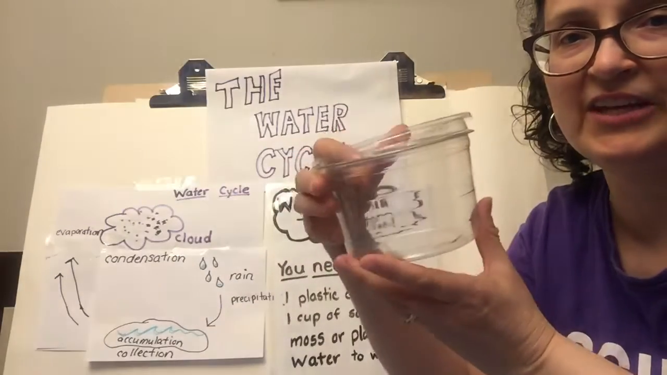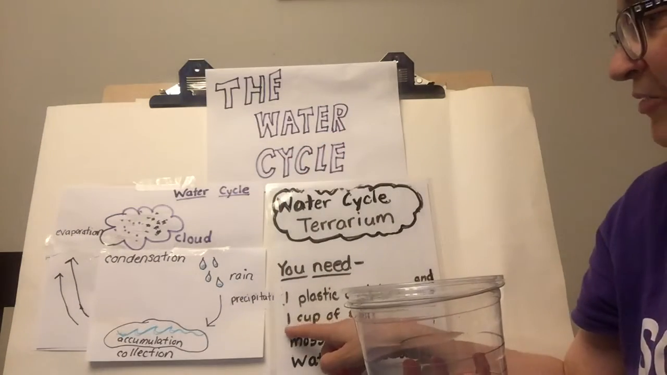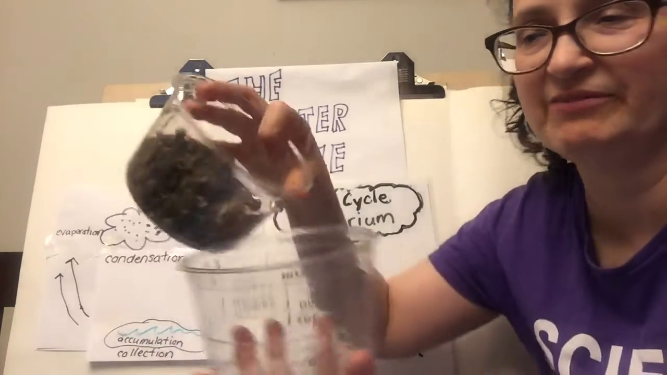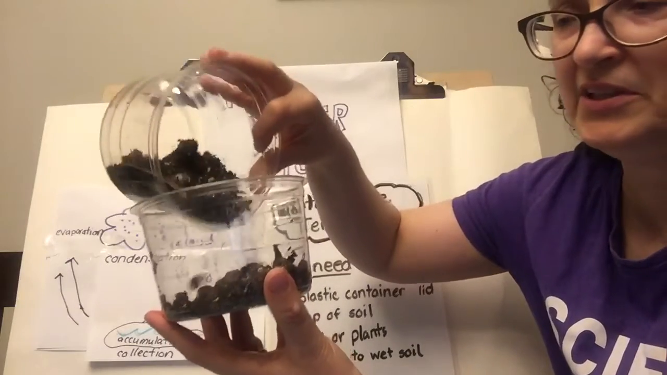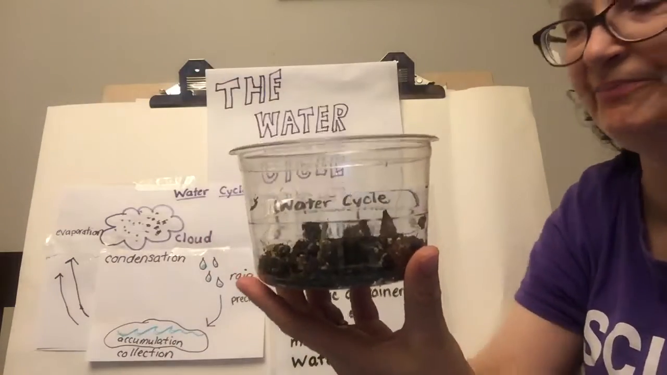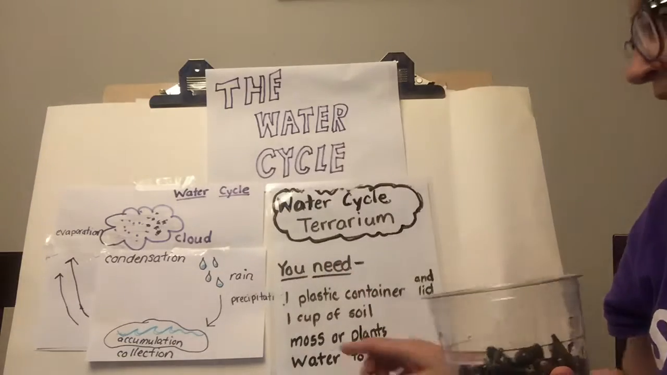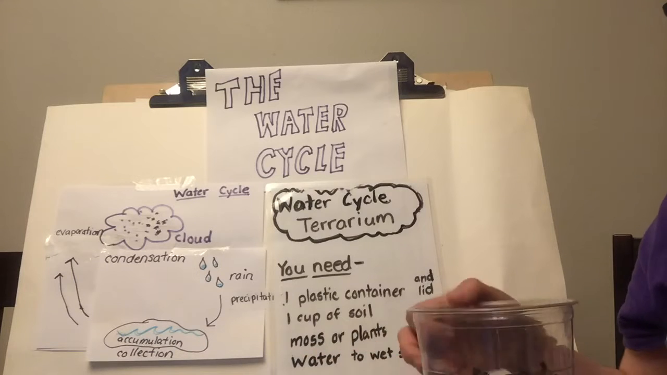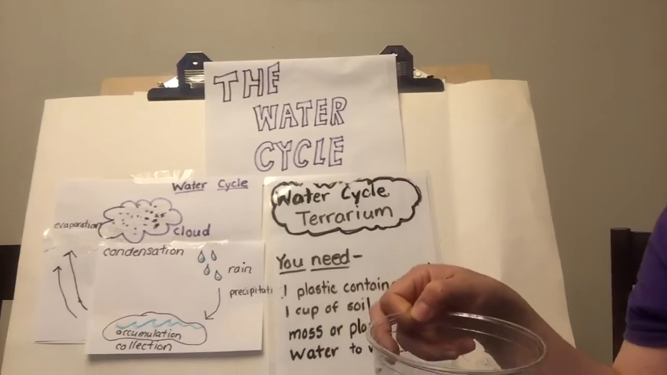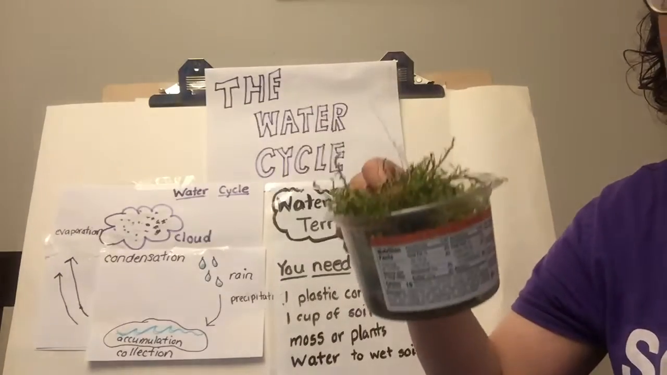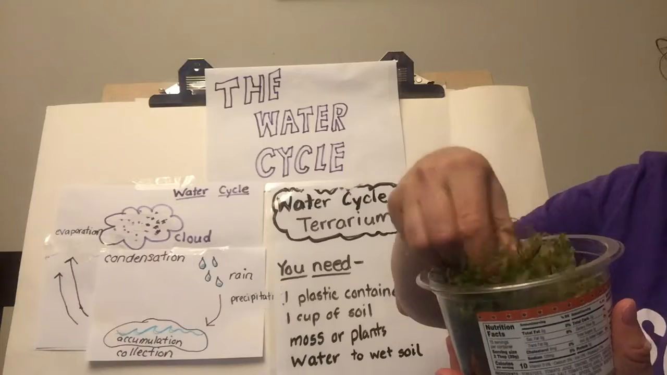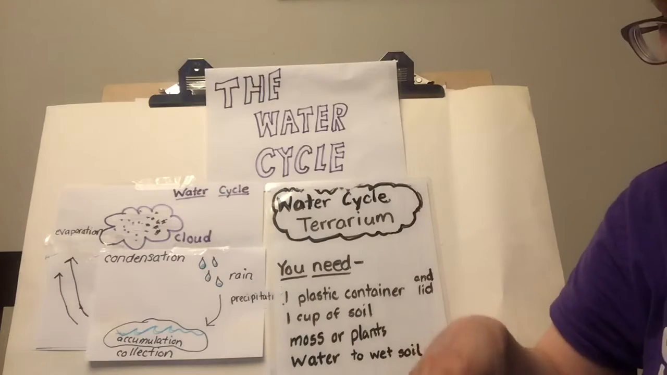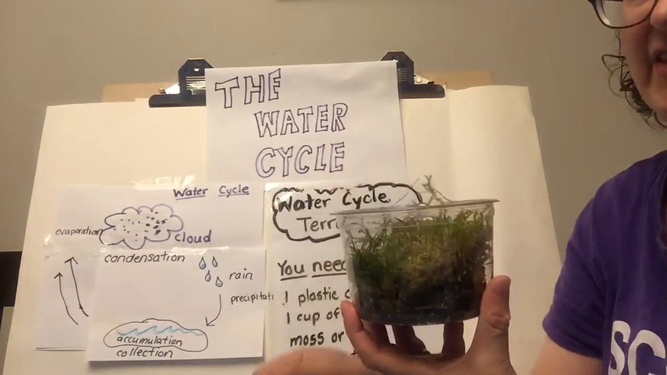All right, so you take your container like this, and then we need 1 cup of soil, or a smaller amount is fine. Just shake that into your container like that. Okay, and then we need moss or plants for our terrarium. And so I went out in my yard and I found some green moss, and I'm going to put that inside of there. Ooh, that's really dry though.